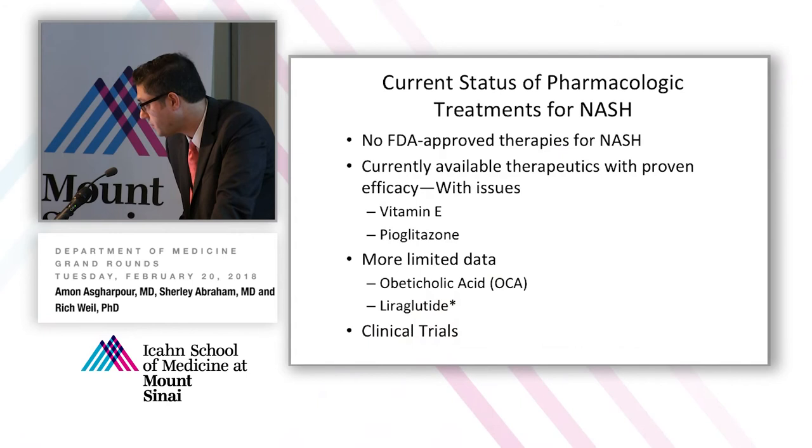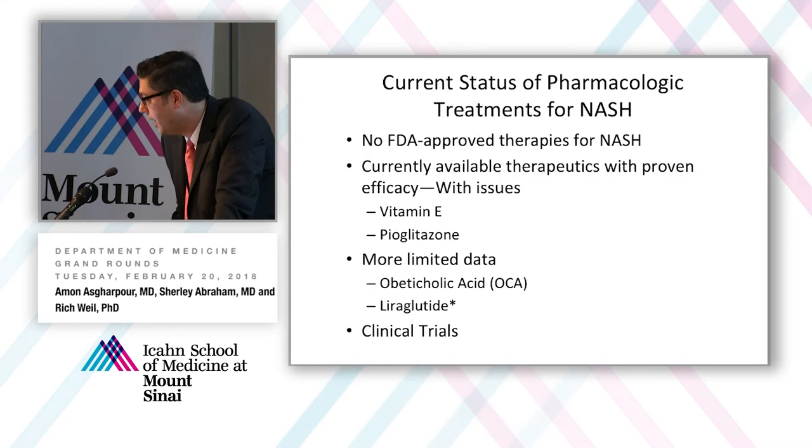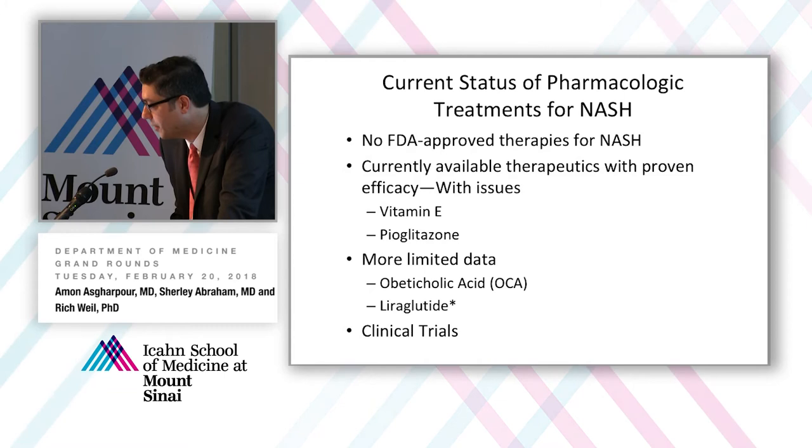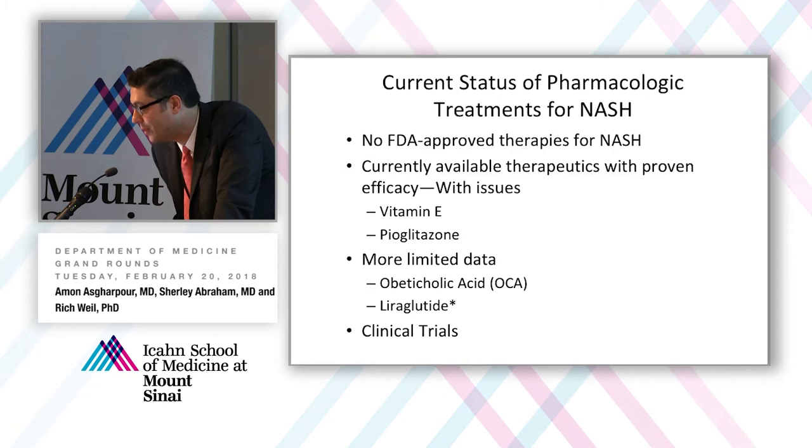So here's the current status of pharmacological therapies. There's nothing FDA approved. Currently, there are some therapeutics with efficacy, but there are many issues. Vitamin E and pioglitazone go over. There's more limited data on obeticholic acid and liraglutide. Dr. Abraham will talk more about liraglutide; it's more of her wheelhouse than mine. And there's still a role for clinical trials.